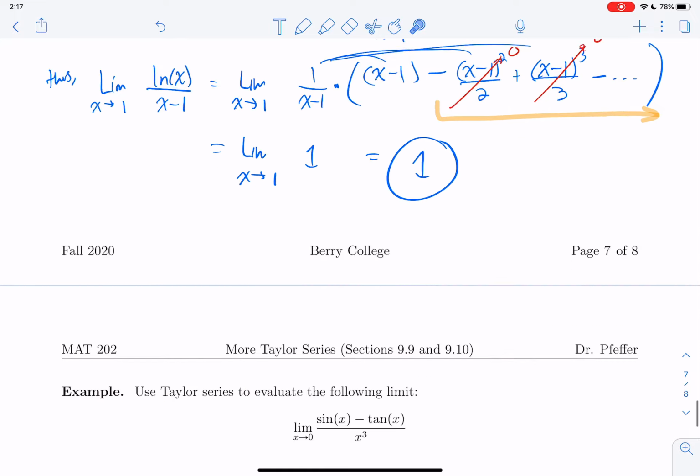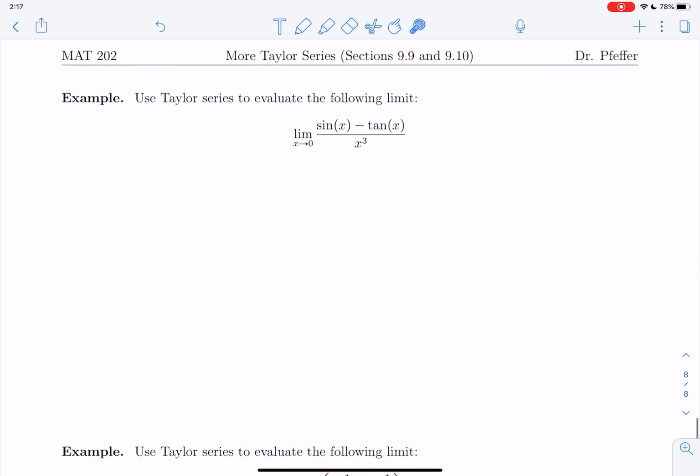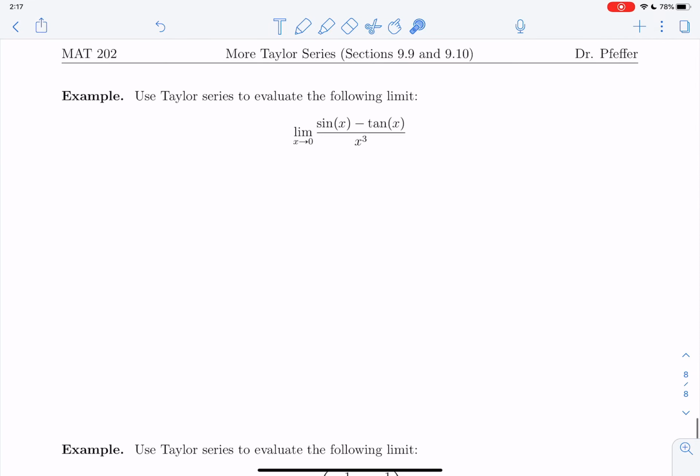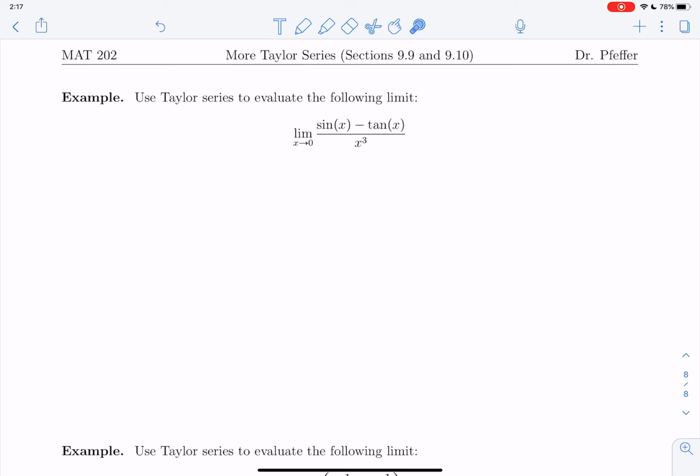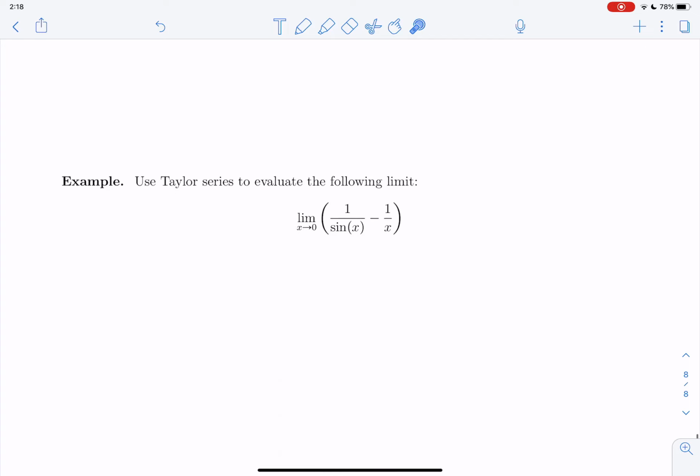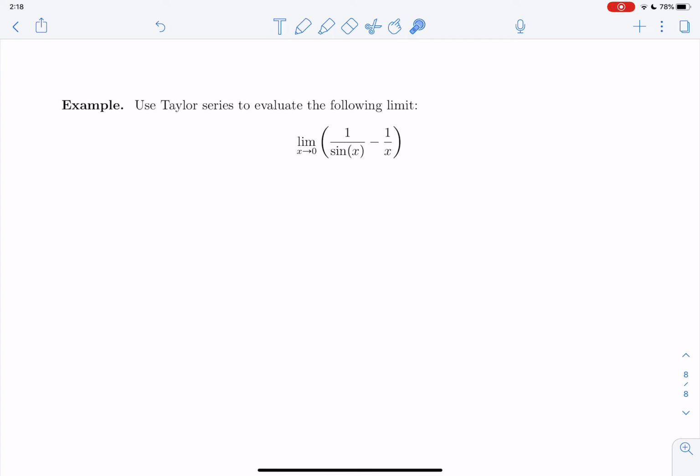So we have two more examples to take a look at, and basically they're just variants of the same limit question. The only difference is the objects that you can build Taylor series out of are a little bit more complicated. So in this case, we have sine x minus tangent x. And in this case, we have the limit as x goes to 0 of 1 over sine x minus 1 over x.